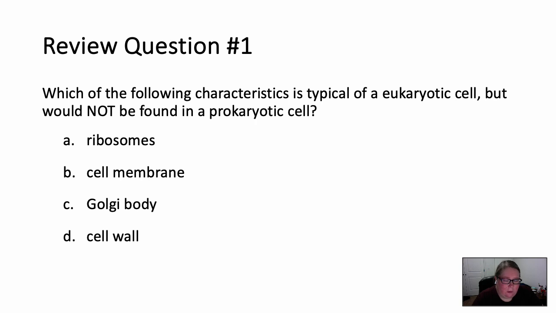Review question number 1 asks, which of the following characteristics is typical of a eukaryotic cell, but would not be found in a prokaryotic cell? A, ribosomes, B, cell membrane, C, the Golgi body, or D, a cell wall. Okay, so take a minute, think about the question, think about what we've learned in past chapters, and let's see if you can find the answer.